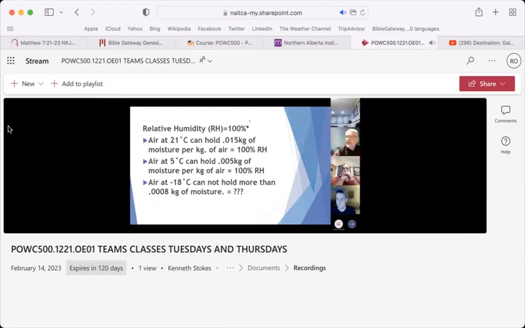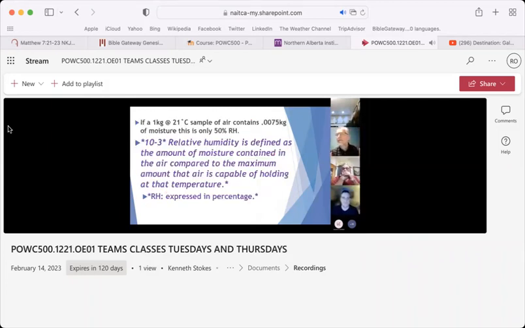Okay, to kind of sum that up, relative humidity at 100%, air at 21. If we have 100% relative humidity, it can contain 0.015 kilograms of moisture per kilogram of air. If that air is colder, such as 5 degrees, it can only contain this much moisture at 100% humidity. And if air is very cold, such as -18, there won't be a lot of moisture in it. So relative humidity is going to be quite low. We're going to bring in outside air inside our buildings. We're going to need to heat it up. Then we need to add some humidity.